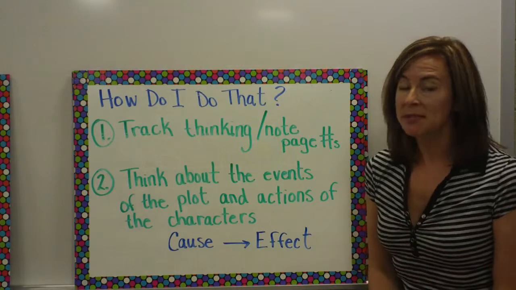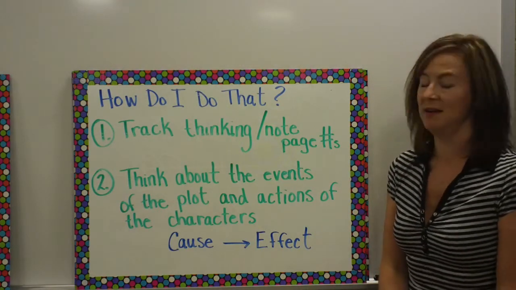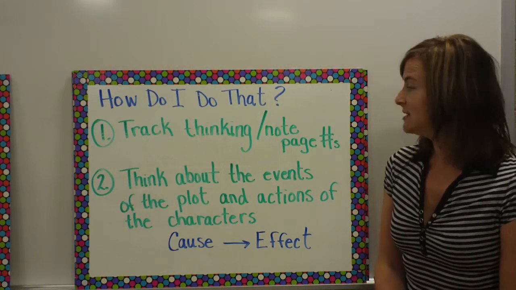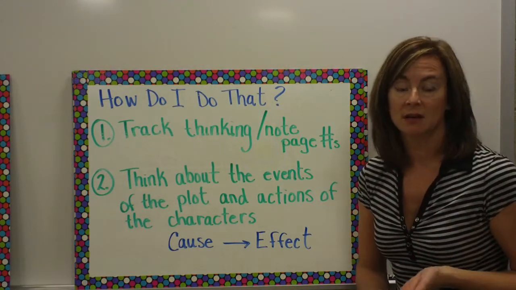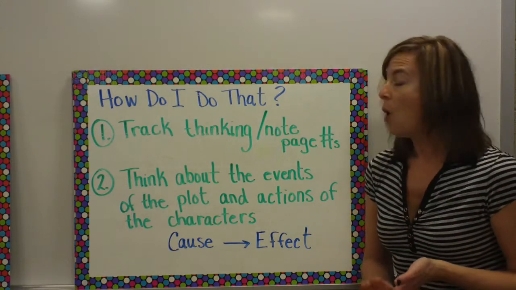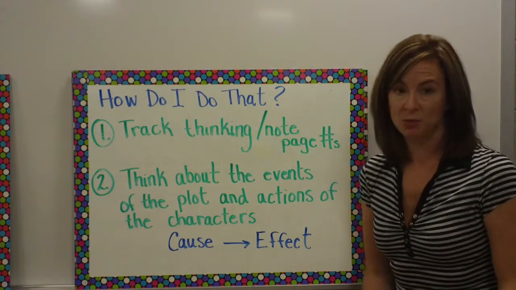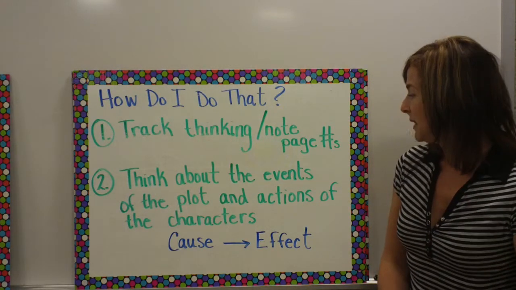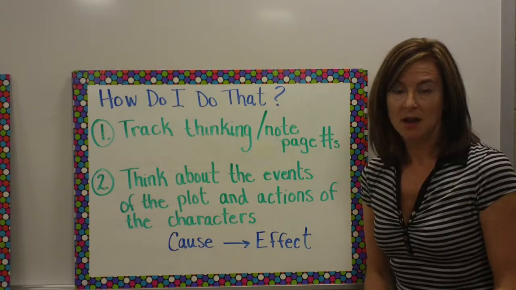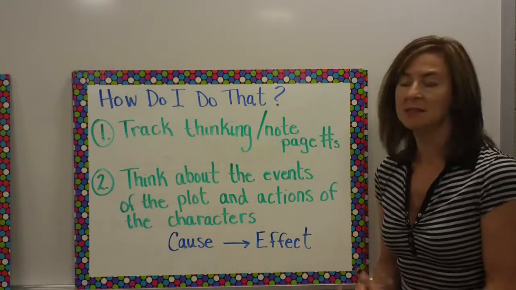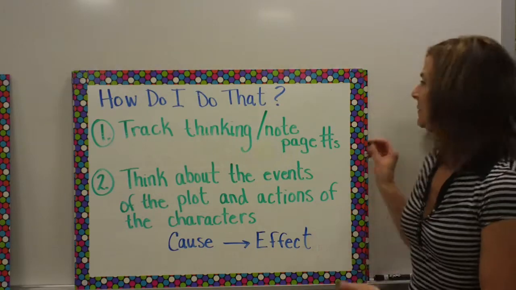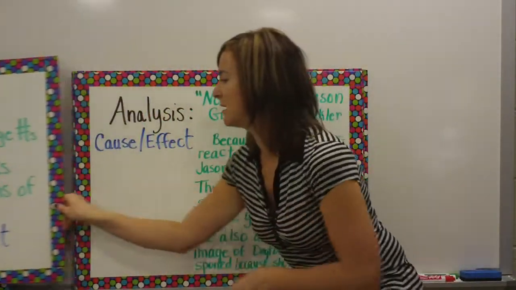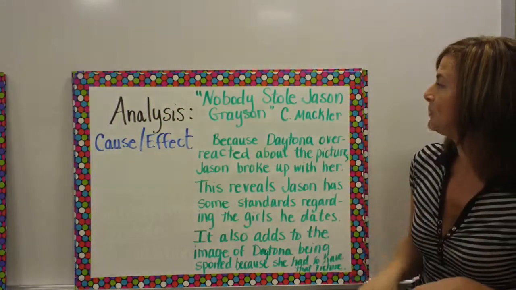First, I am going to suggest that you track your thinking as you read. Definitely note page numbers and feel free to use the Noticing Wondering connections sheet that I gave you in class, or use Post-its in your book as you read. During your reading, think about the events of the plot and the actions of the character. I want you to look at it as a cause and effect relationship. Let me demonstrate what I mean by that with the short story that we worked on together in class.